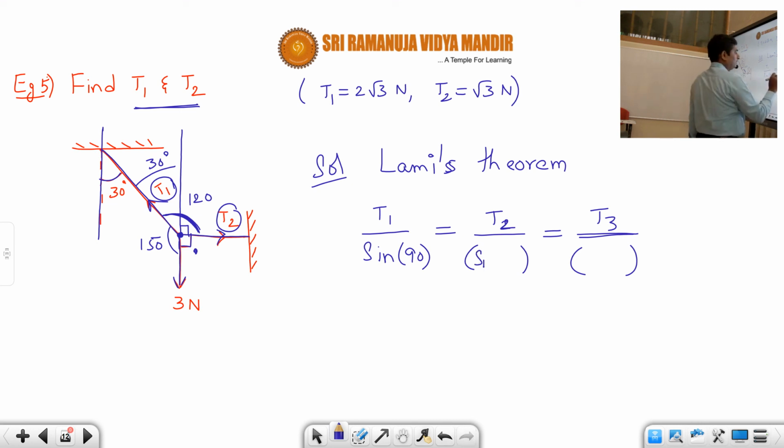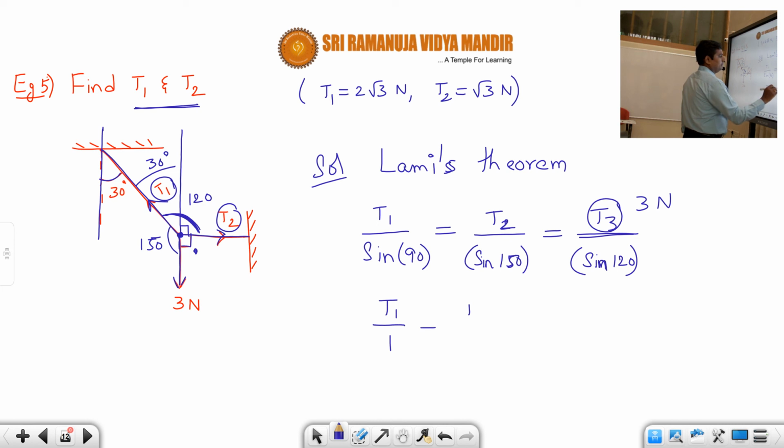So therefore sine of 150 for T2, equal to T3 by sine of its opposite angle. What is T3, students? Here T3 is given as 3 Newtons. The opposite angle of the 3 Newtons is sine of 120, students. So now you know the values: T1 by sine 90 is 1, T2 we don't know, T2 by sine 150.